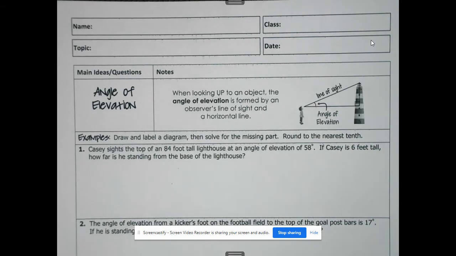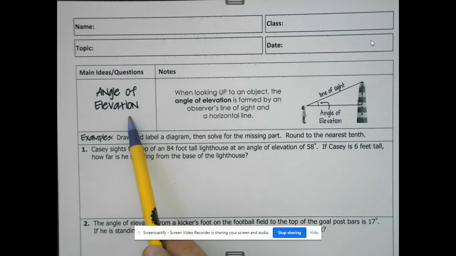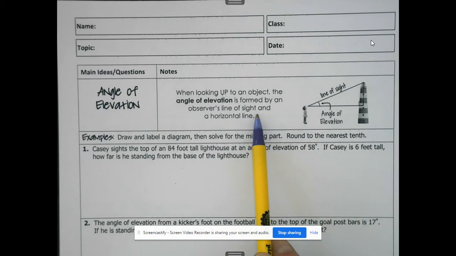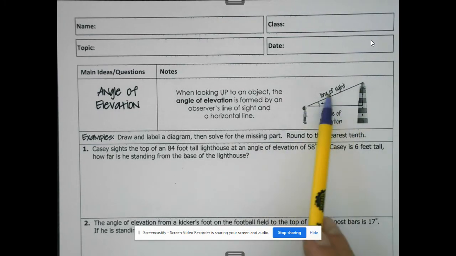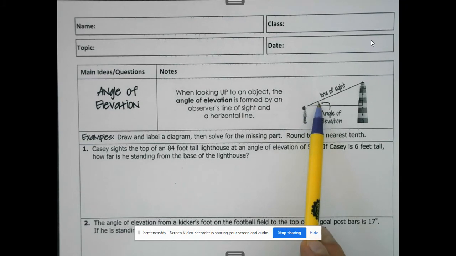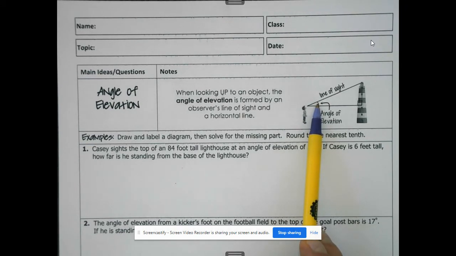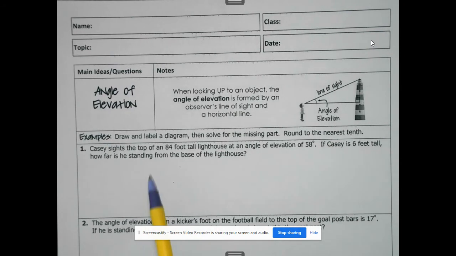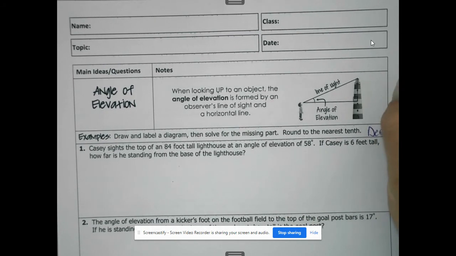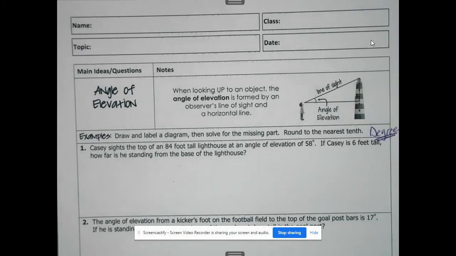So here we go. Front page, we talk about angles of elevation. It says when looking up to an object, the angle of elevation is formed by an observer's line of sight, right here, and a horizontal line right here. So this angle right here is your angle of elevation. All right, 4 problems. It says draw and label a diagram, then solve for the missing parts, round to the nearest tenth. Remember, your calc has to be in degree mode. Make sure your calc is in degree mode.